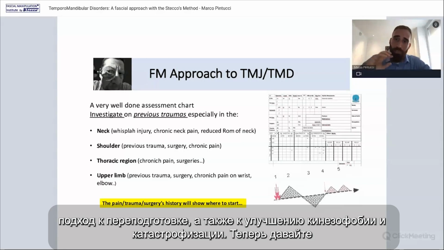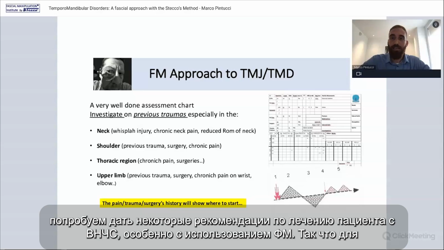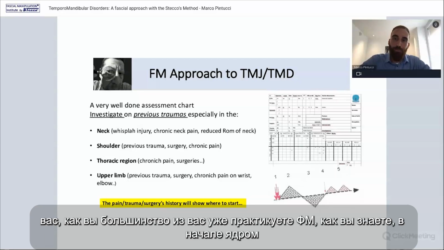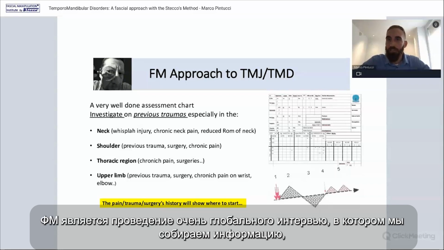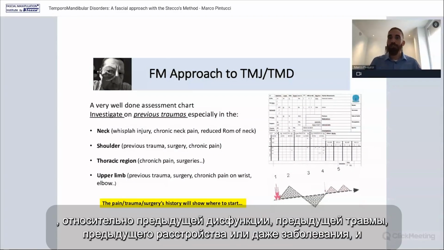Now, let's try to give some guidance for the treatment of patients with TMD, especially using FM. As most of you are already practitioners of FM, you know that the core foundation of FM is to do a very global interview where we collect information regarding previous dysfunction, previous trauma, previous disorder, or even disease.